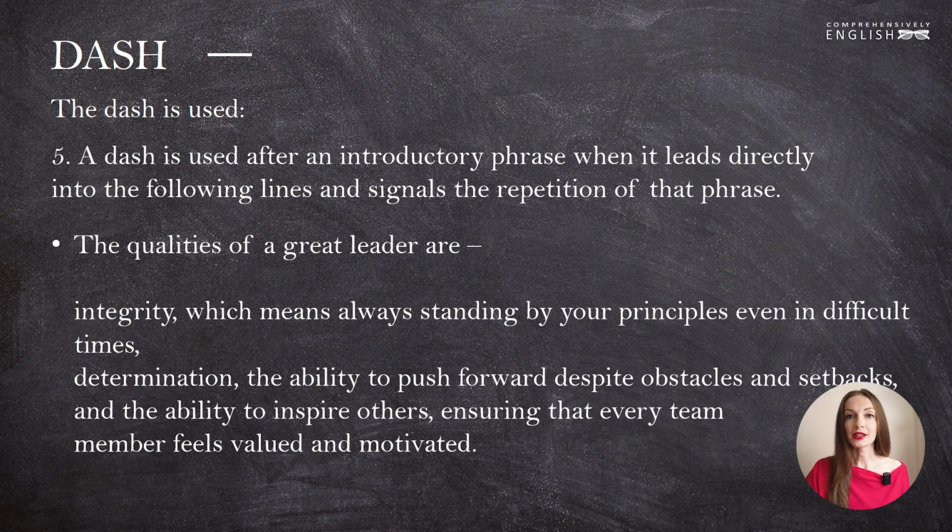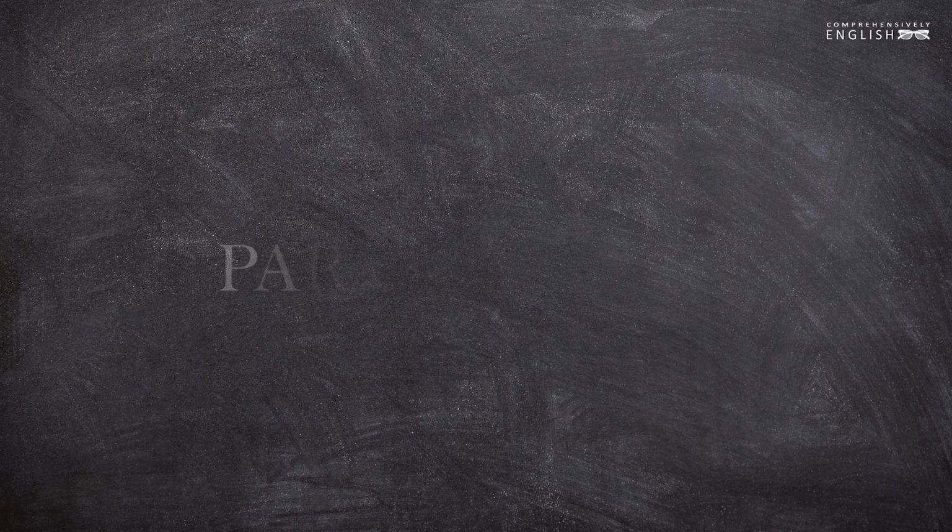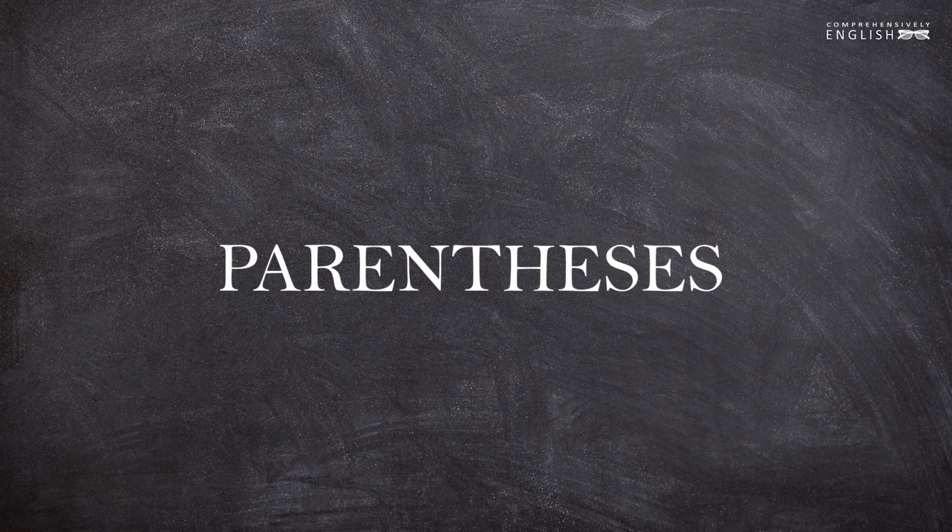I'll remind you that to introduce a list of items within one sentence, we prefer to use the colon. In here, as we have a lot of pieces of information, a lot of ideas are expressed, and all of them have additional punctuation marks, we use the dash. The next punctuation mark that is used to divide sentences into parts is parentheses.